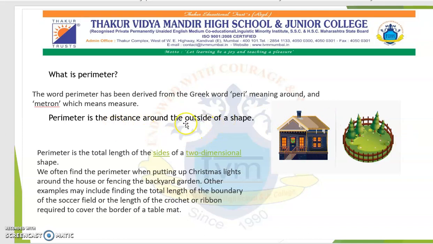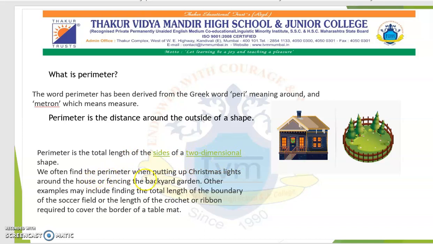Perimeter is the distance around the outside of the shape. You can see that a house and one round garden are given. So the perimeter will be what? The distance outside the given shape. Perimeter is the total length of the sides of a two-dimensional shape.